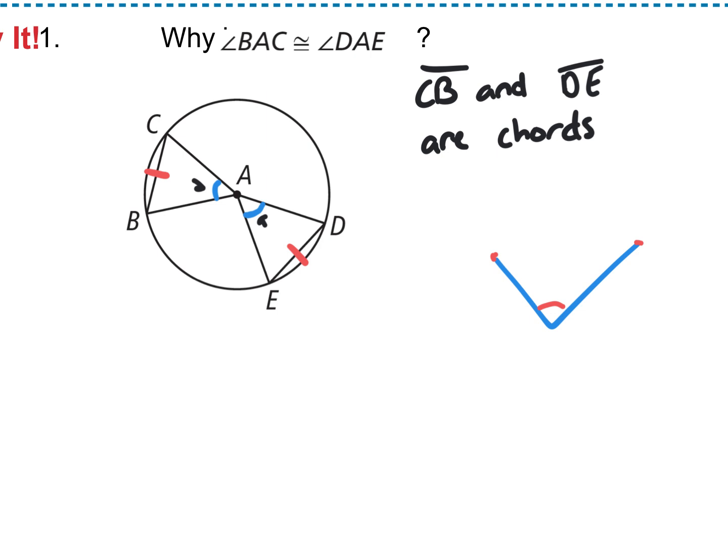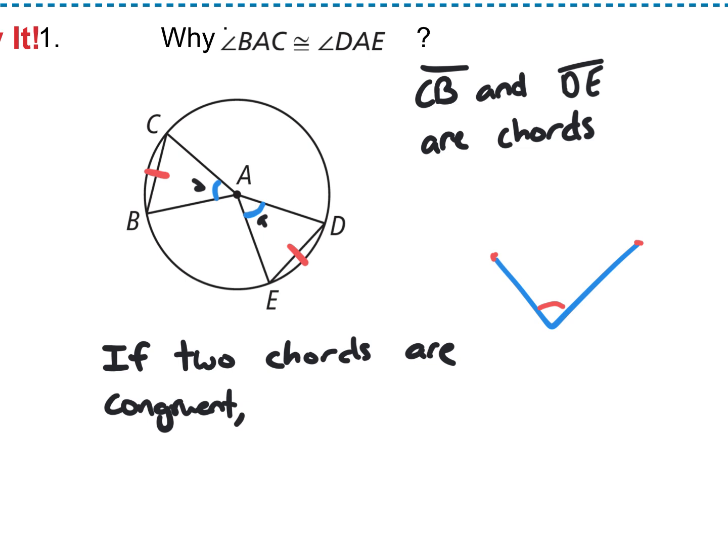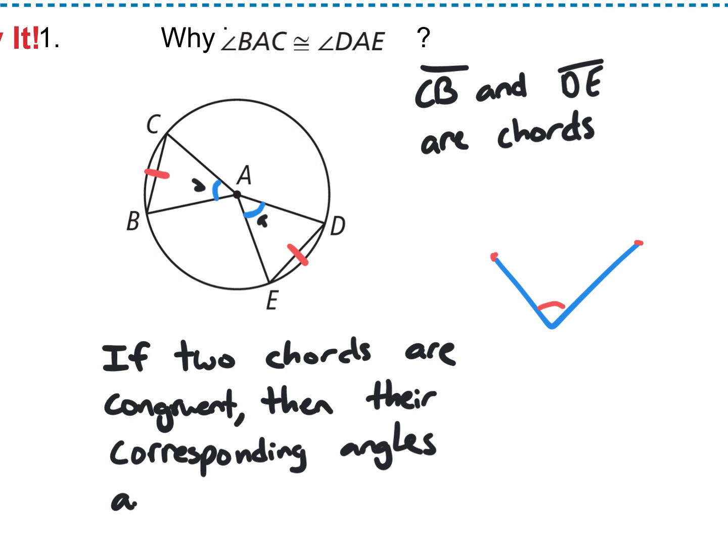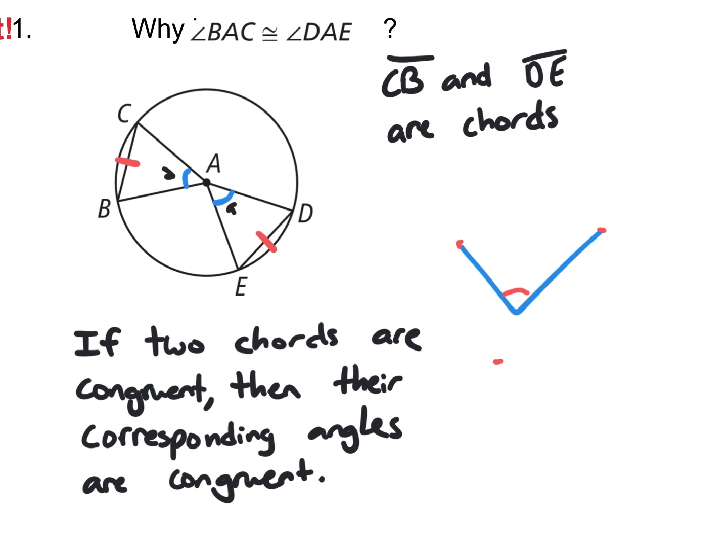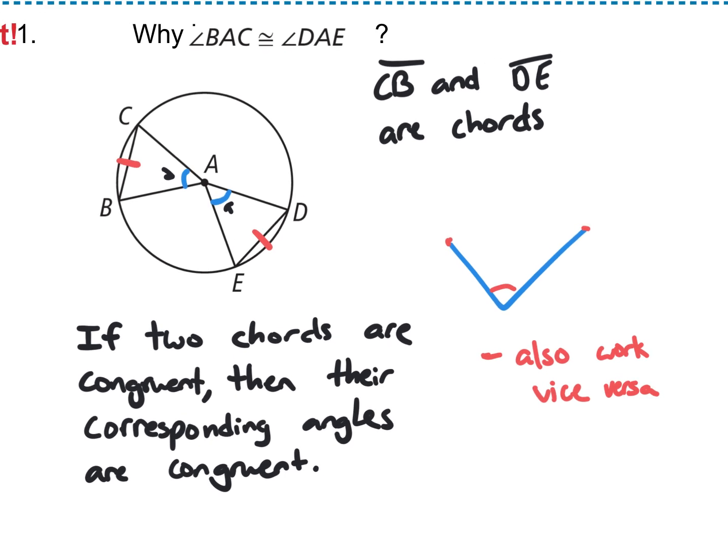I'm going to give you a little definition here. If two chords are congruent, then their corresponding angles are congruent. Now I want you to make another note saying that this also works vice versa. What do I mean by vice versa? I just swapped the statement. If the corresponding angles are congruent, then the two chords are going to be congruent. So that statement works both ways. If you know one, you know the other.